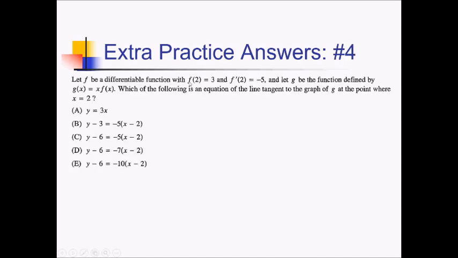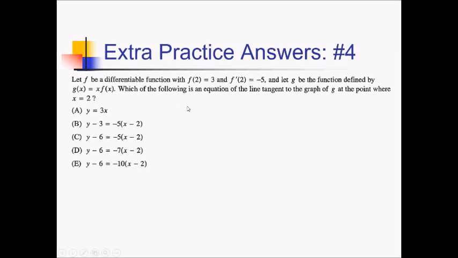For this problem, we have some differentiable function, and here's a function value at 2 and the derivative at 2. And then g is defined as this original f function times x. We want the equation of the tangent line for g at the point where x equals 2. All right, so if I want a tangent line, I need an x value, a y value, and a slope. I have an x value here. It's 2. Let's get the y value next.